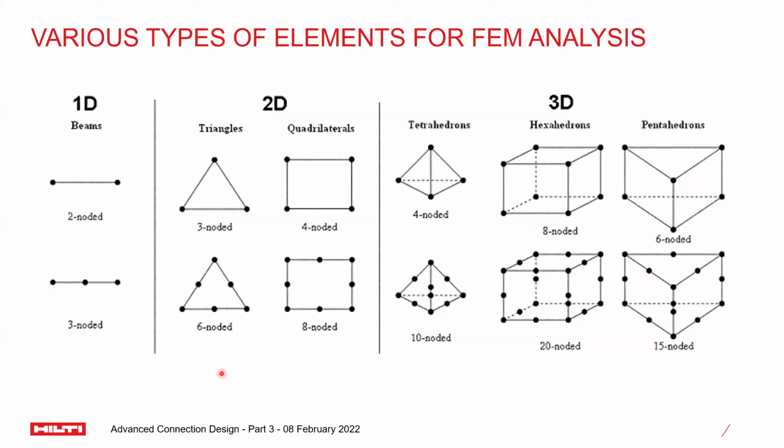Then for 2D modeling, the most common types of elements are 2D elements or plates, or as we call them, shell elements. 3D elements are mostly used for more complex machine design type applications, as far as I know. You can correct me if I'm wrong.